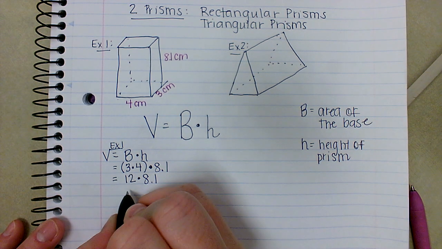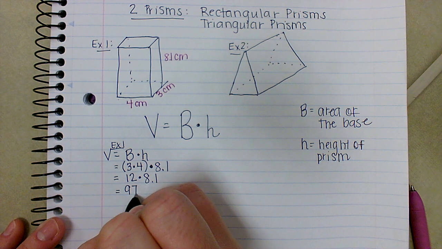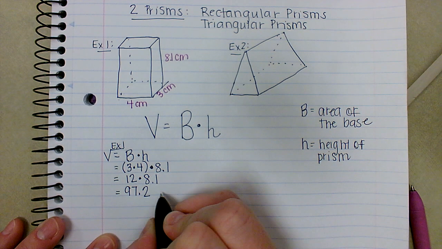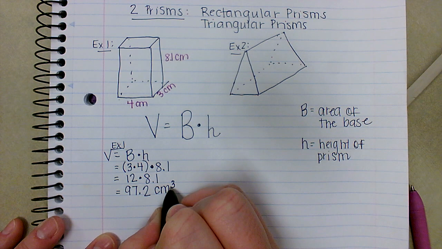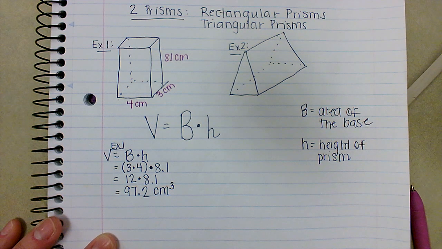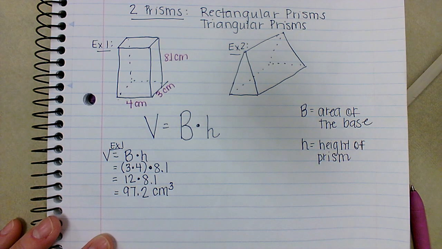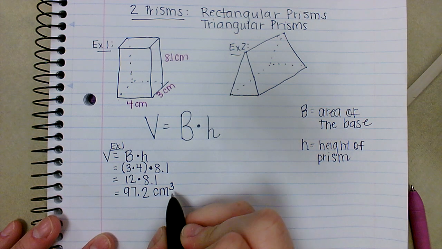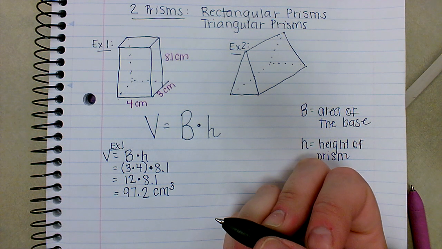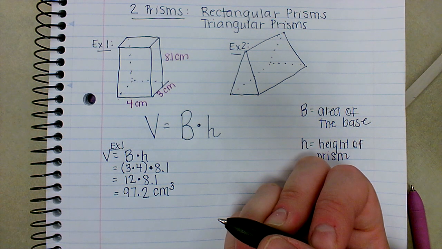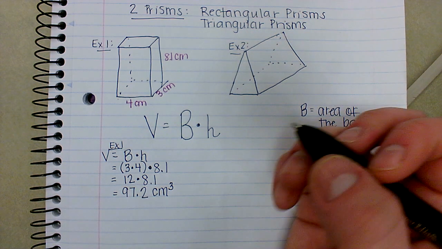97. It's actually centimeters cubed. Centimeters cubed. Remember, area was squared. Volume is cubed. It's to the 3rd power.